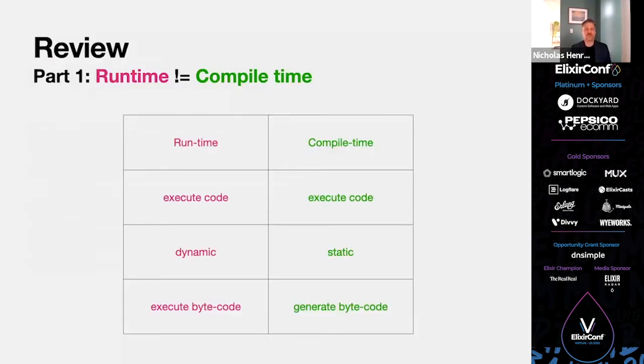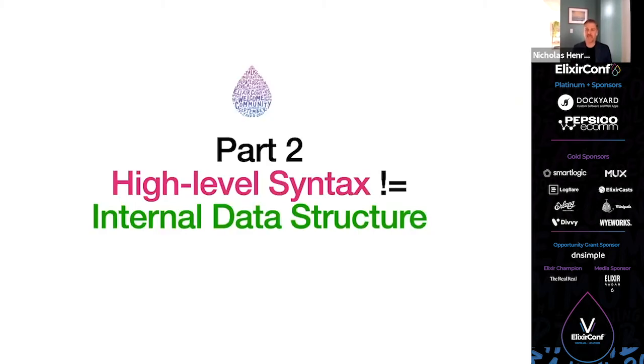So just a review: at runtime, we're executing code. You can see it's more dynamic by nature, and we're executing bytecode. But at compile time, we're also actually executing code, but it's more static by nature, and here we're generating bytecode. And that leads us to part 2.